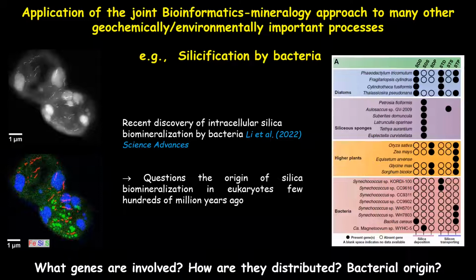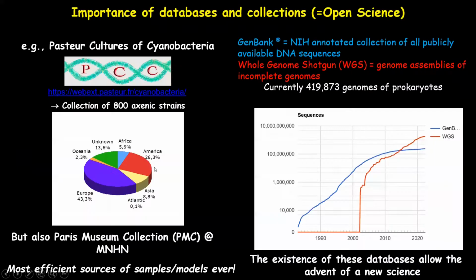That completely changed the chemical composition of the oceans. Finding this capability in bacteria raises the question of whether that biomineralization appeared maybe in bacteria beforehand, and then trying to understand how this might have been transferred to eukaryotes. But the question is what genes are involved, how they are distributed, and so on. So again, we need the kind of approach that I showed you.